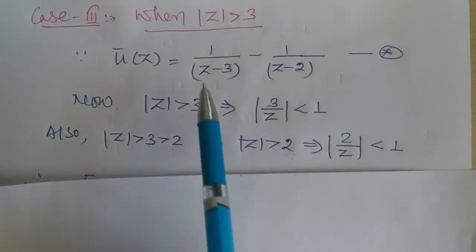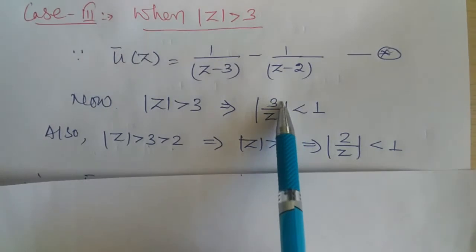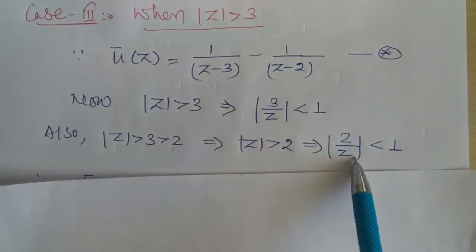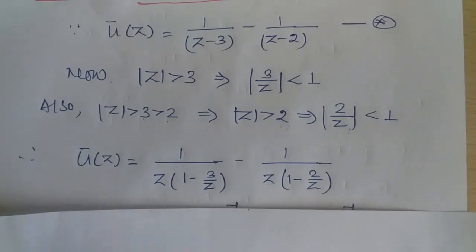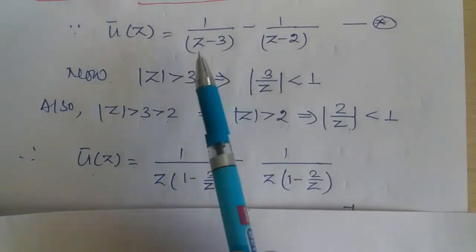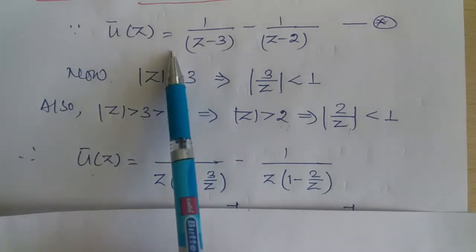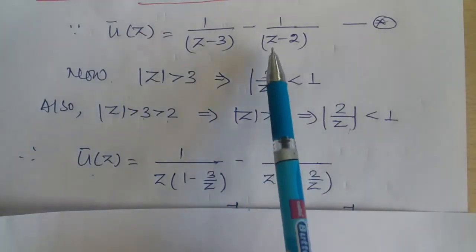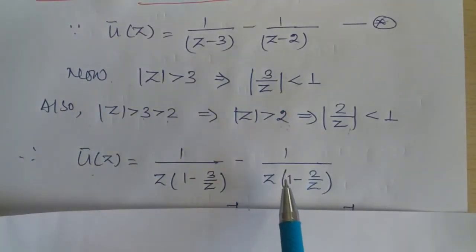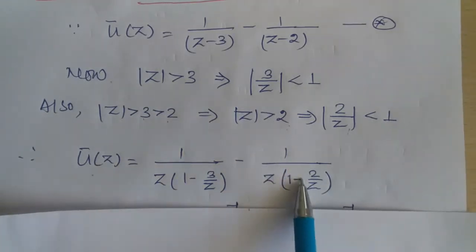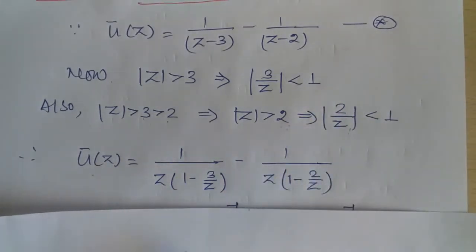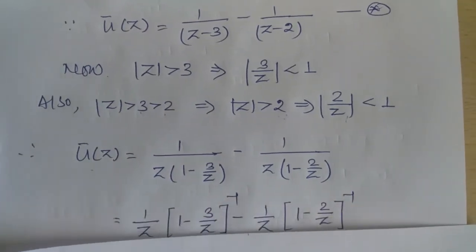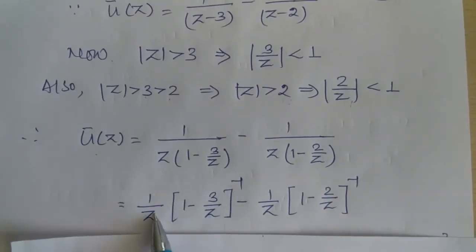So we have to expand this expression in terms of 3 by z and this expression in terms of 2 by z. So we write U bar z is 1 upon, here we take z common in denominator, then we get 1 minus 3 by z, minus here we take z common from denominator, then we get 1 upon z into 1 minus 2 by z, as 2 by z is less than 1. Now similar process in numerator we get inverse power, so we get 1 upon z into 1 minus 3 by z whole inverse minus 1 upon z into 1 minus 2 by z whole inverse.